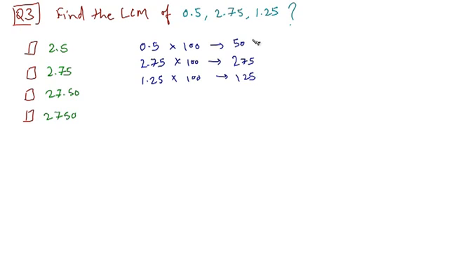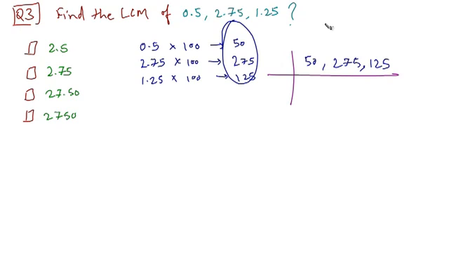Now we can calculate the LCM of these three numbers. Let's do this by the division by primes method. We can write 50, 275 and 125. Let's first divide them by 2. So 2 25s are 50. The other numbers cannot be divided by 2, so they remain as they are.